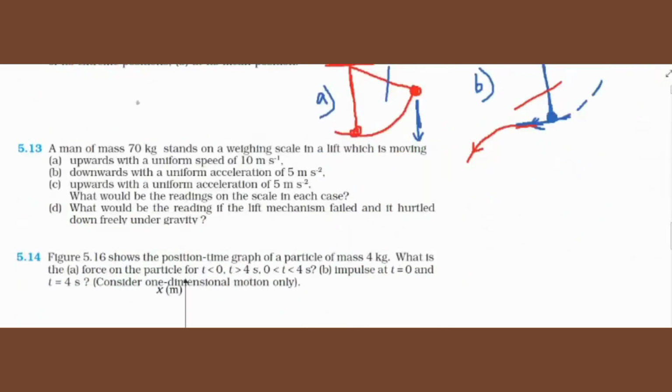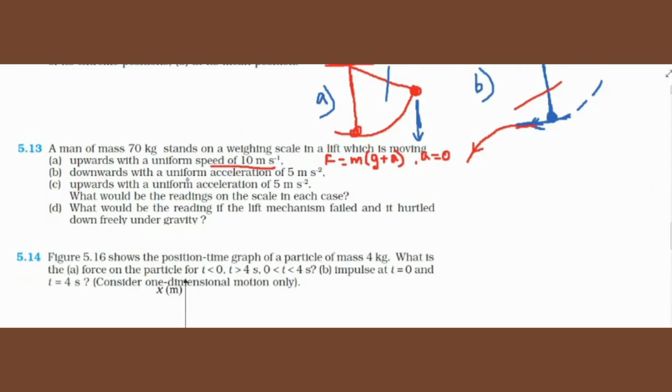Okay. Now come to question 13. I think I have told you already. Here, first one, uniform speed. Uniform speed means no acceleration. So which formula do you have to take? F is equal to m into g plus a. As it is going with uniform velocity, the value of a will be 0. So you just need to calculate mg.